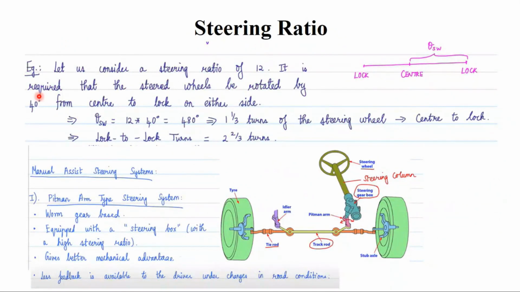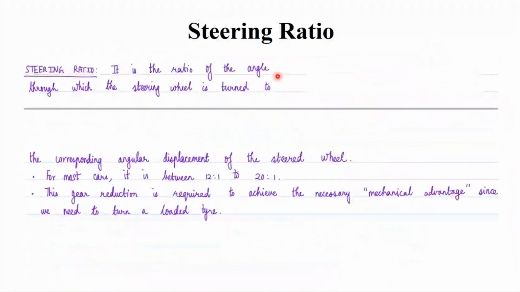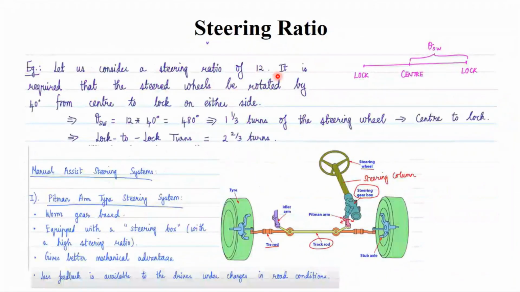So when you're having the steering wheel, let us consider a steering ratio of 12. When you say 12:1, you are considering a steering ratio of 12. It is required that the steering will be rotated by 40° from the center to lock on either side. Let us assume that angle is 40, and the steering ratio is 12.